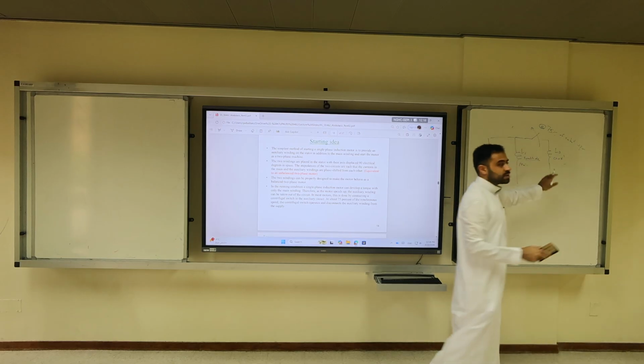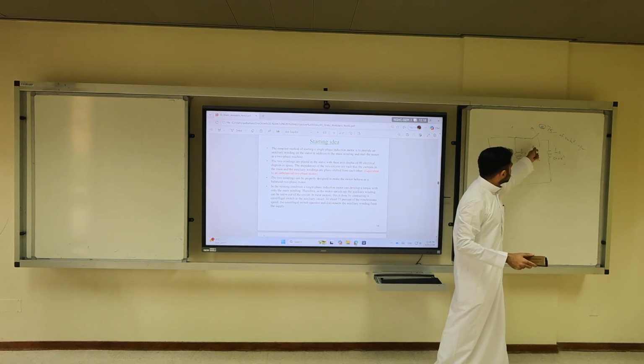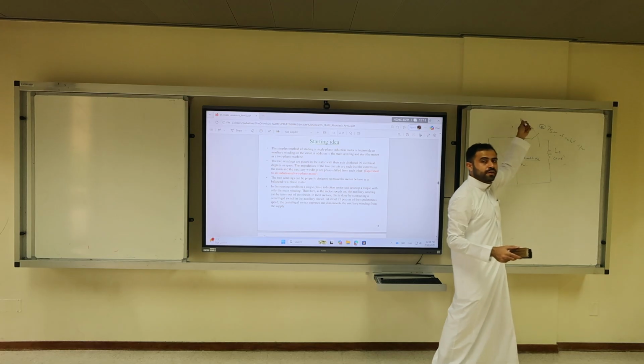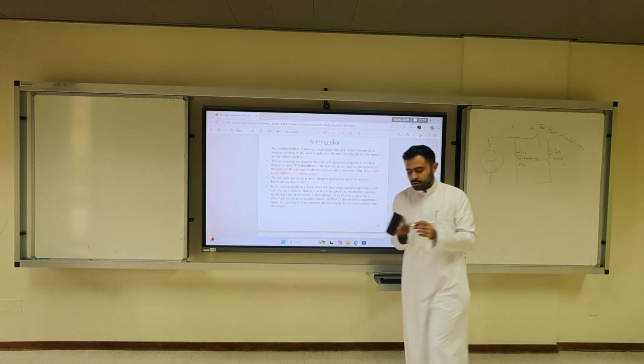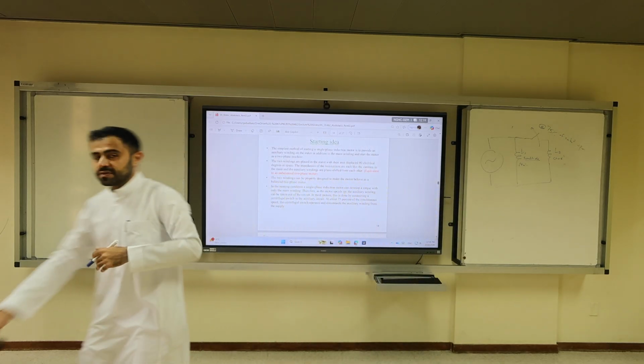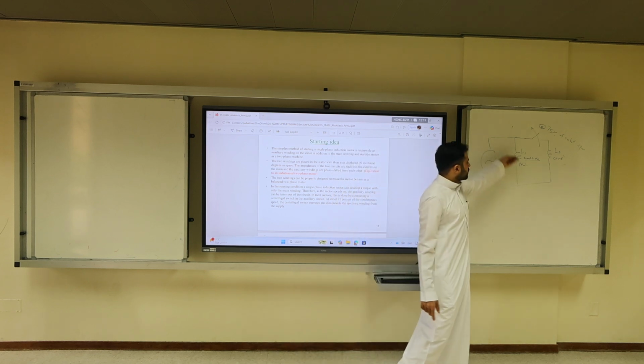To explain the concept, we have the main winding and the auxiliary winding. At 75% of the speed, open the breaker. So this is only used to start. It isn't used to operate. This gives you freedom to control only the main winding.